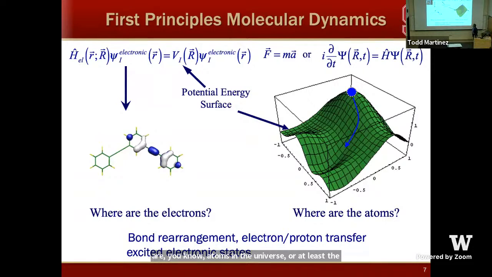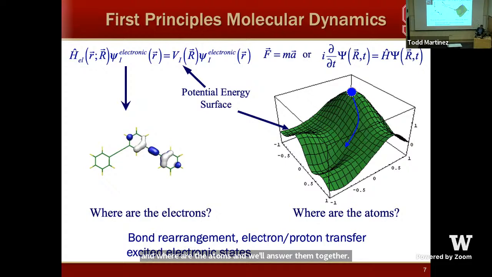In order to go at this, we're going to start with an approach that allows us to solve at least the chemical part of the problem. That allows us to describe bond rearrangement, electron and proton transfer, and excited electronic states. That means we're going to solve the Schrodinger equation. We're going to couple the solution of the Schrodinger equation to the solution of the dynamics equations for the nuclei. So we'll answer these two questions: where are the electrons and where are the atoms? And we'll answer them together, right? This is first principles molecular dynamics or ab initio molecular dynamics.